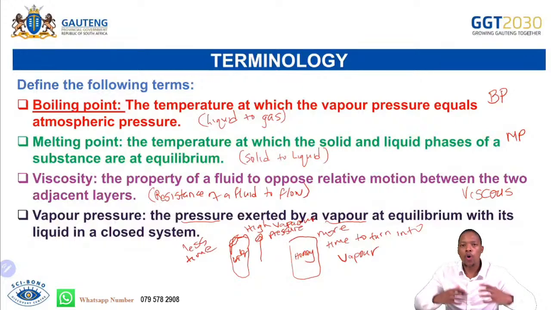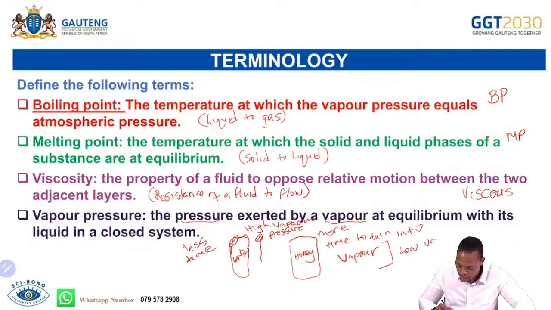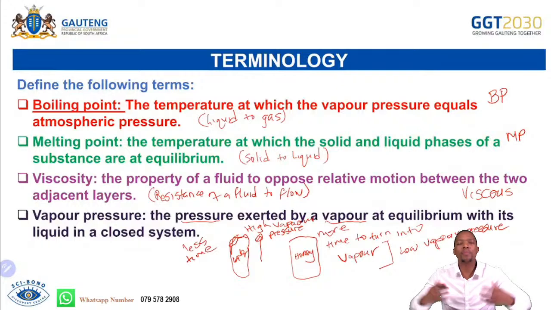The substances that are going to turn into gas quicker are going to have higher vapor pressure. But the substances that take time to turn into gas or vapor are going to have low vapor pressure. I hope the issue of vapor pressure is now making sense. What do you mean by vapor? Something must turn into vapor, then it will exert that pressure. That is your vapor pressure.